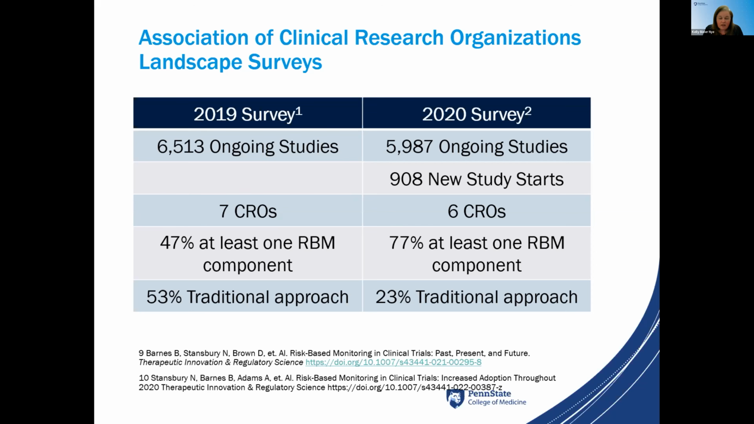In 2020, there was a little less, almost 6,000 ongoing studies, and there were 908 new starts in 2020, overlapping 6 contract research organizations. And you can see there is an increase in risk-based monitoring approach, 77%, and 23% are still using the traditional approach. And this is important because the pandemic was going on in 2020, so you can see that that might have spurred more risk-based monitoring approaches.